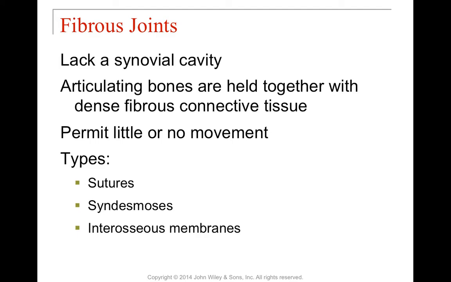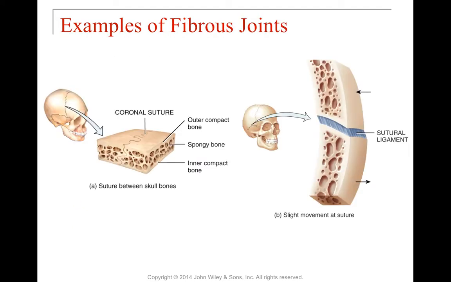All right, so fibrous joints do not have that synovial cavity that we just talked about. Basically, we have articulating bones held together with dense tissue that's fibrous connective tissue. Little to no motion. Some examples, again, sutures and interosseous membranes, like the ones that hold the radius and the ulna together. Some examples of fibrous joints, right?